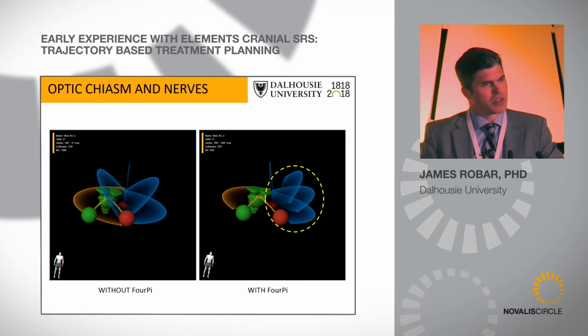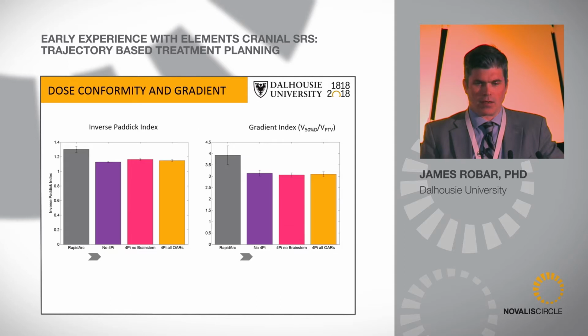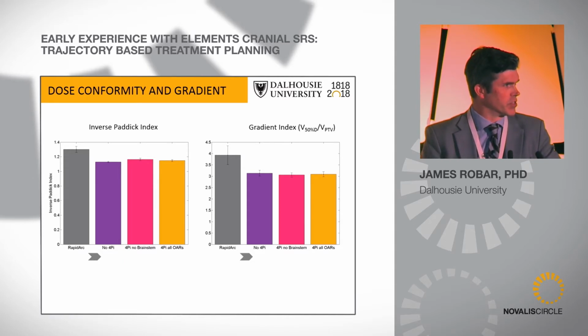Inverse Paddick index: this 4-pi algorithm isn't by design meant to improve dose conformity. We did see a bit of an improvement going from RapidArc to 4-pi. The gradient index is quite interesting to me. This is the volume of the 50% isodose divided by the volume of the PTV. I was interested to know whether, by skewing these arc arrangements, we were actually enlarging the 50% volume due to potential arc overlap. And it doesn't appear that the system is.